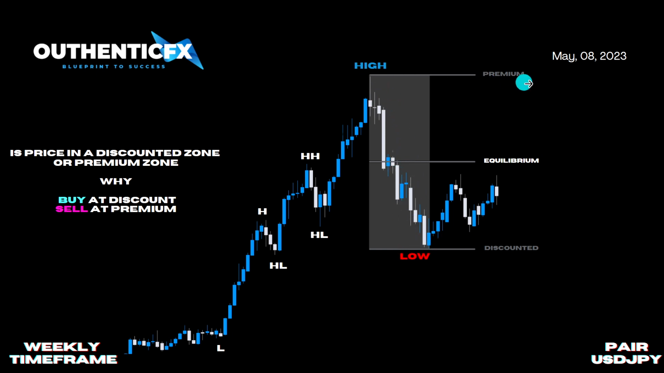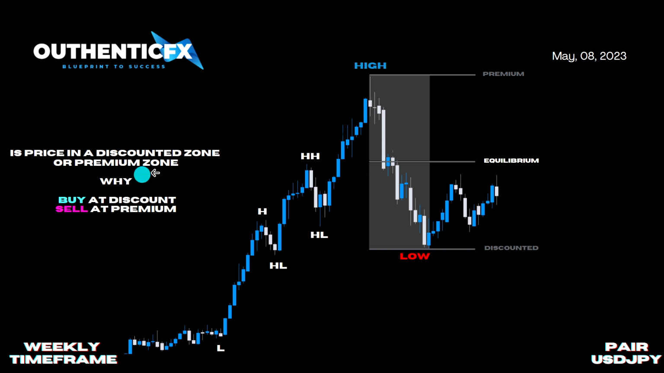Our premium will obviously be at the high, because when price reaches this area, this is where price will be overbought, and then we will look to sell. Our equilibrium point is our 50% level, so the midpoint of the entire range. And then from there, our low is obviously our discounted zone, right?